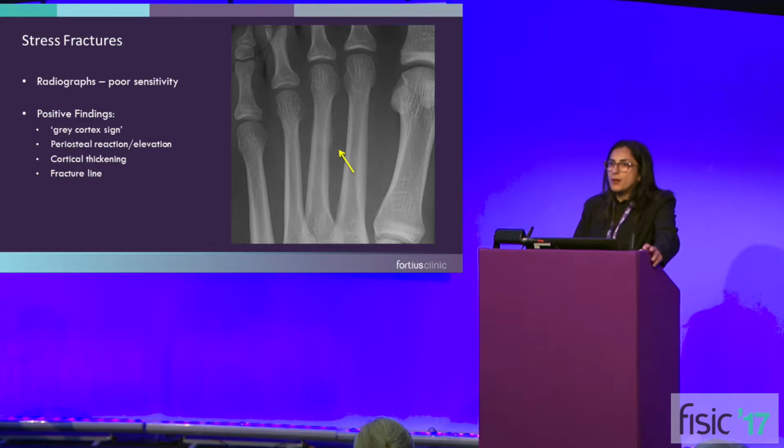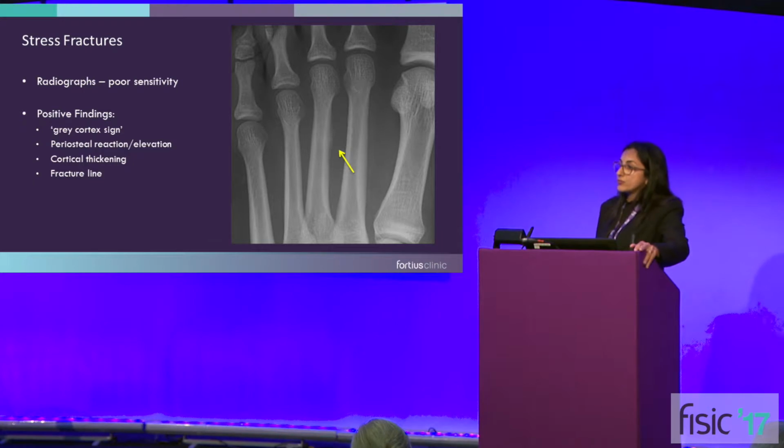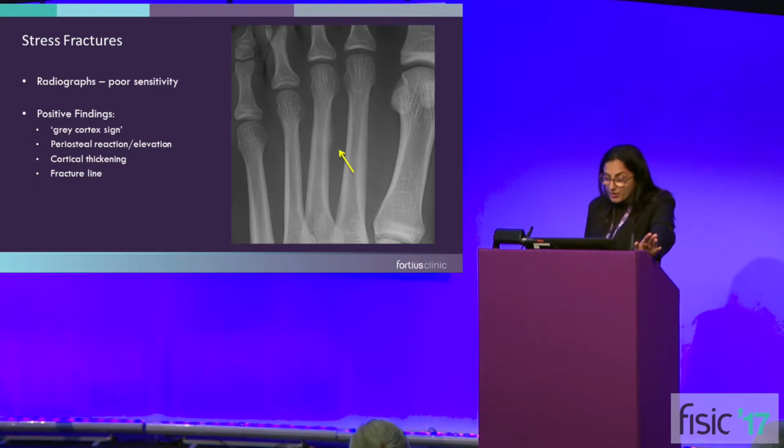Plain radiographs are poorly sensitive to this. And I think that's very important to remember. So if you have a very high suspicion of an injury to the foot, do not rely on your plain film radiographs and move quickly on to cross-sectional imaging, such as an MR. However, you may get some positive findings, such as the grey cortex sign, which is just a subtle, very early sign where you get subtle loss of the cortical density at the site of a metatarsal stress fracture, for example.